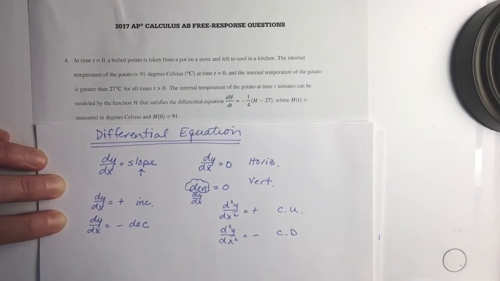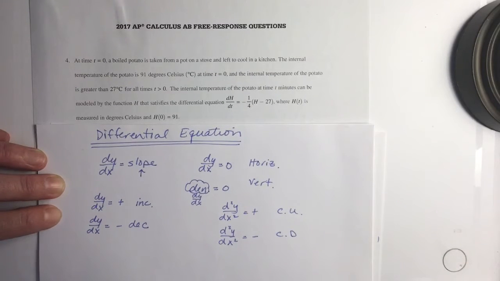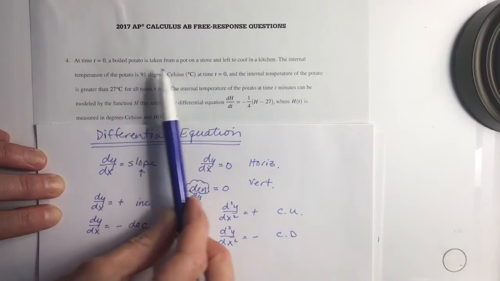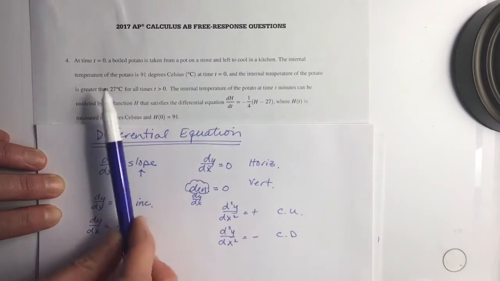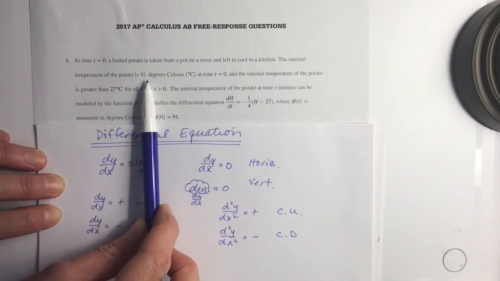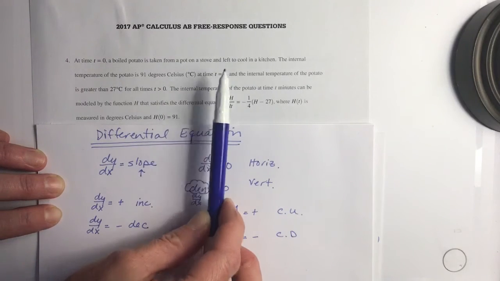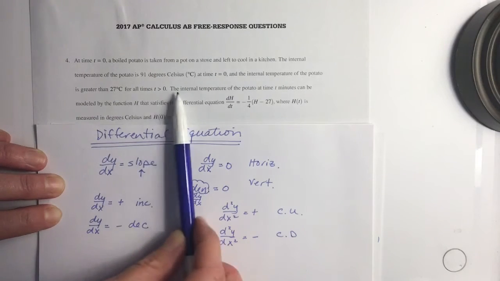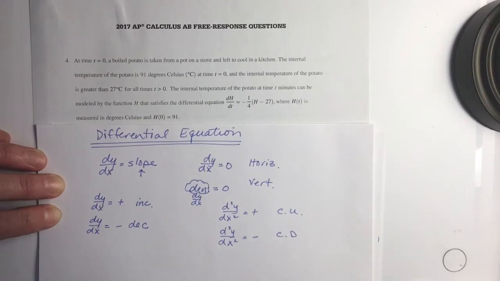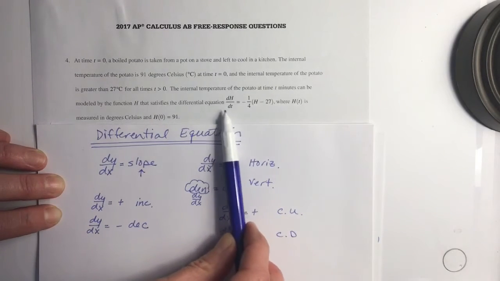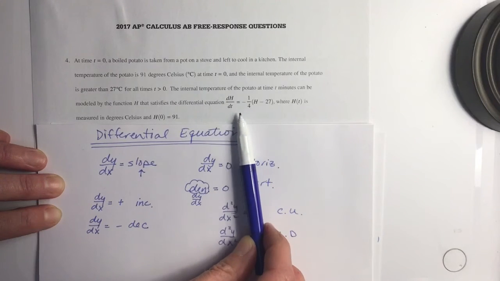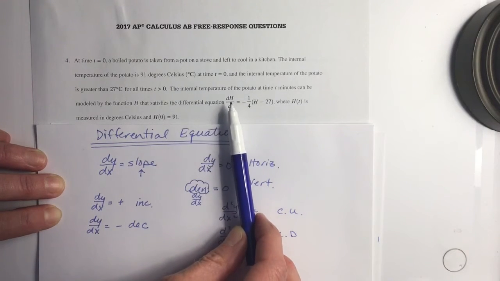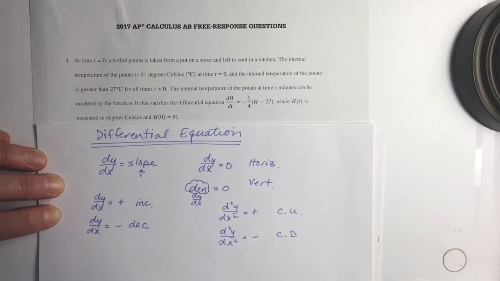Now let's apply what we know to our free response question. At time t equals 0, our boiled potato is left on the stove to cool in the kitchen. It starts out at 91 degrees. The internal temperature is greater than 27 degrees C for all time, so it never gets below 27 degrees. And then they're just telling us what the differential equation is, the temperature of the potato versus time. And then they tell us H of 0 is 91, which they told us up here.